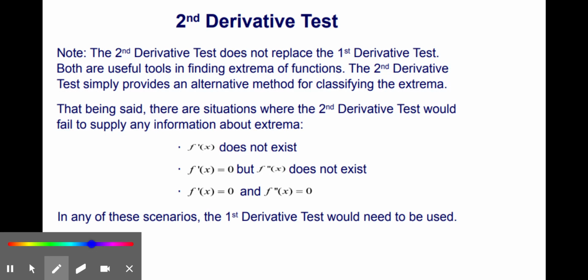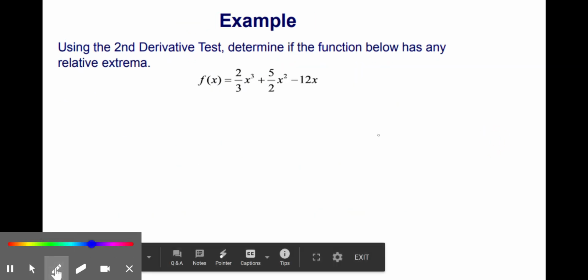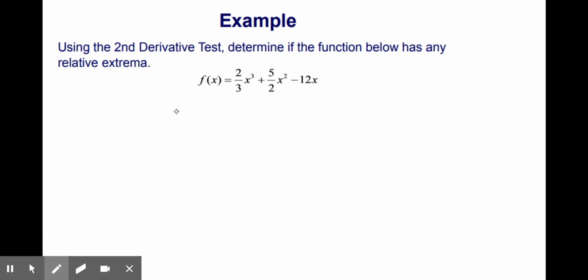But that's not really what I'm interested in here. I'm really more interested in whether you can actually use it properly, all right? Because otherwise I wouldn't ask you to do it. All right, so let's use the second derivative test to figure out if there are any relative extrema. So the first thing it involves is finding the derivative and setting it equal to 0 to find the critical numbers.